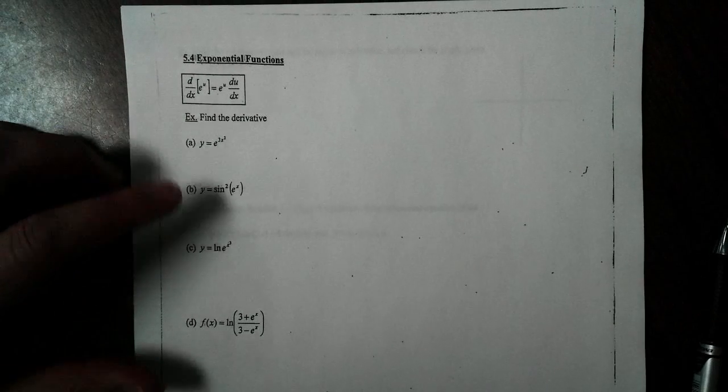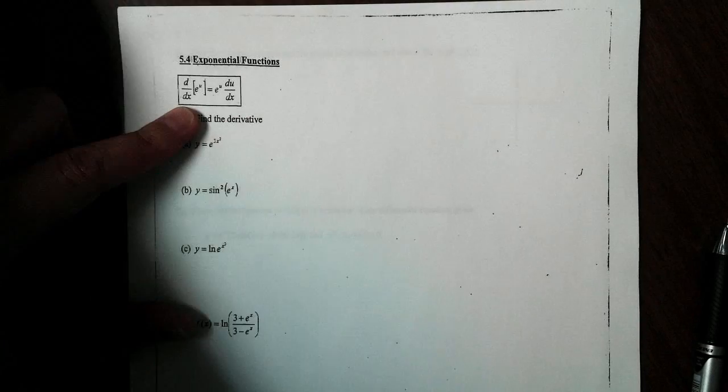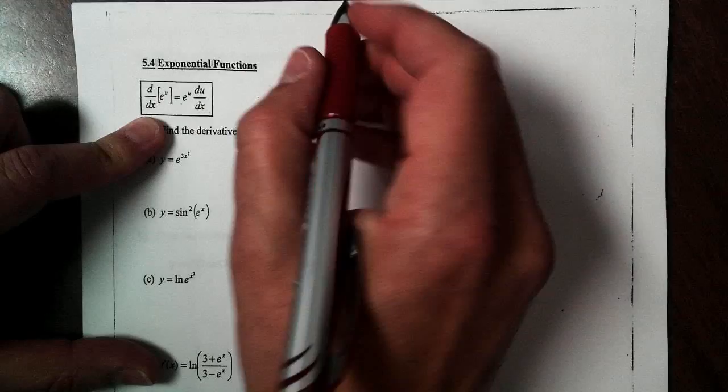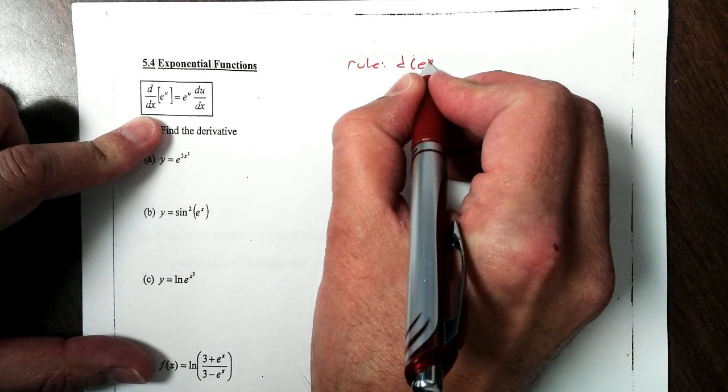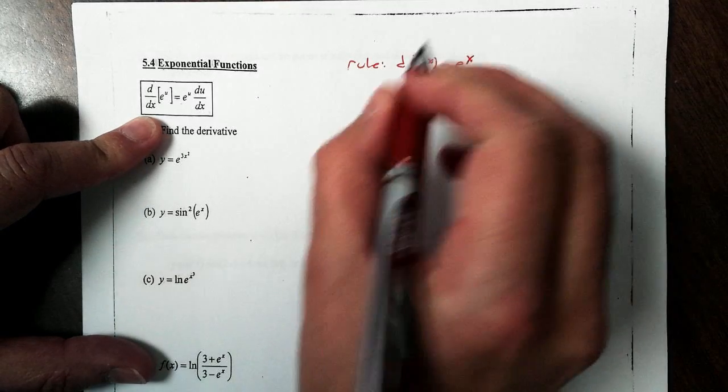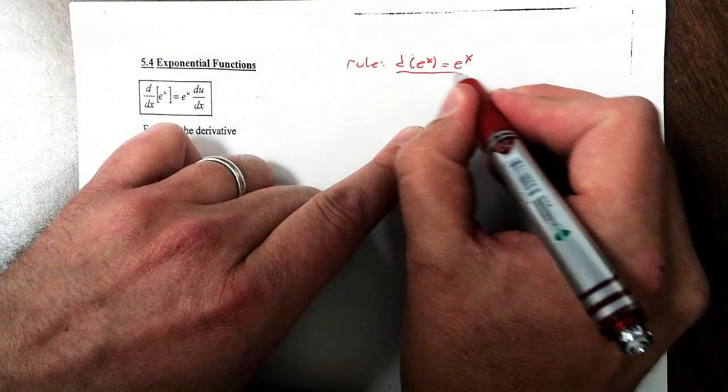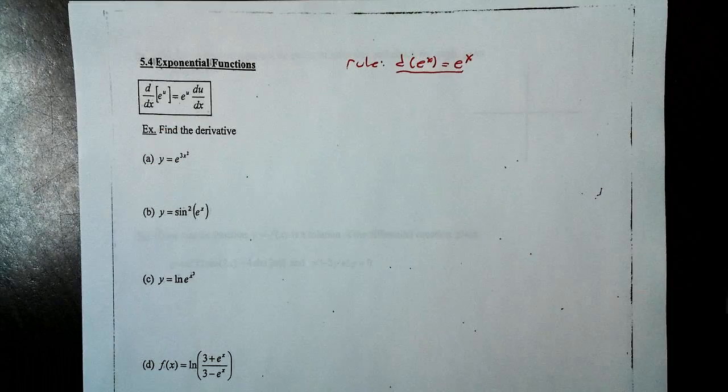Hey, welcome back. Today we're going to take the derivative of an exponential function, e to the x. Now, our rule for today is that the derivative of e to the x is e to the x. Now, we're not going to prove this in this video. I do prove this in another video.